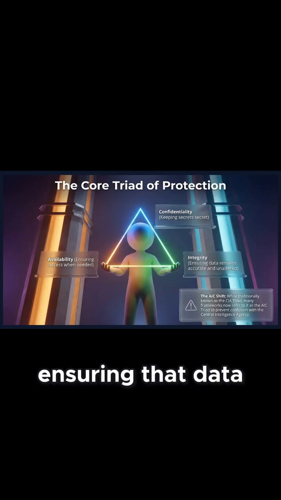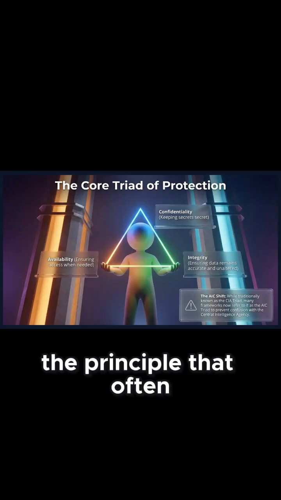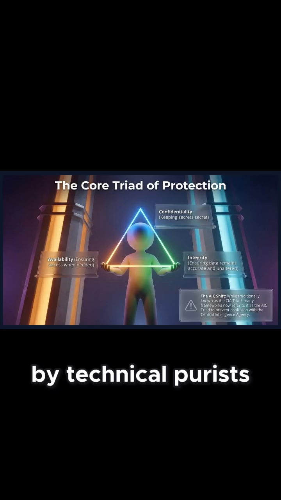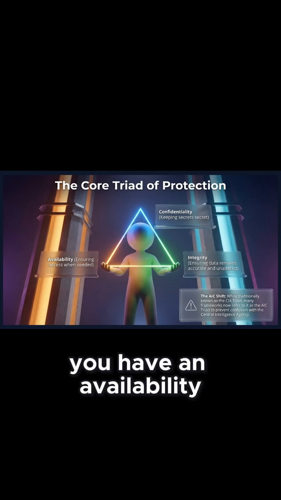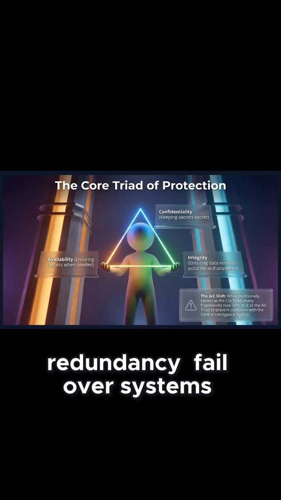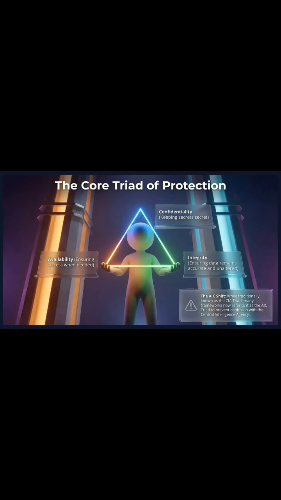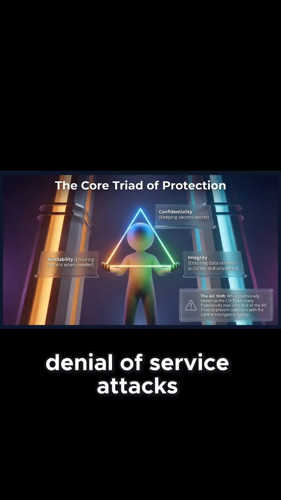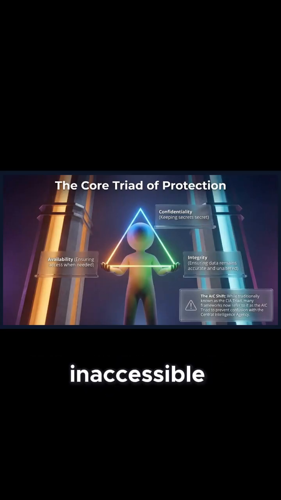Availability is about ensuring that data and systems are accessible when authorized users need them. This is the principle that often gets overlooked by technical purists but is absolutely essential in the real world. If a server goes down and customers can't make purchases, you have an availability problem. We ensure availability through redundancy, failover systems, disaster recovery planning, and robust infrastructure design. Availability is also the principle that attackers target when they launch distributed denial of service attacks. They're not trying to steal data or change it, they're simply trying to make it inaccessible.